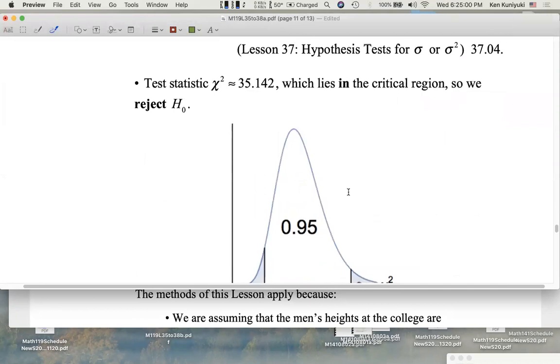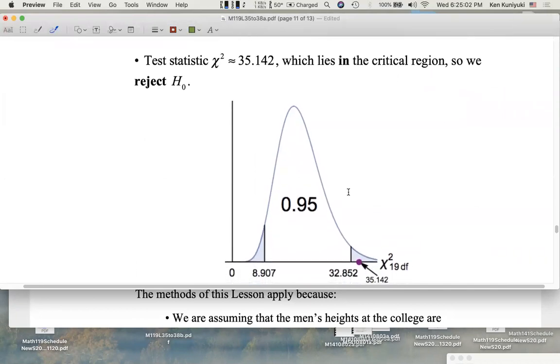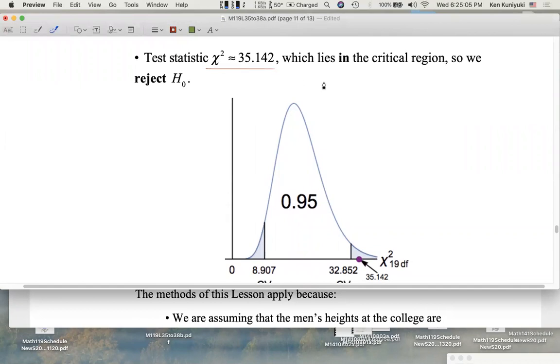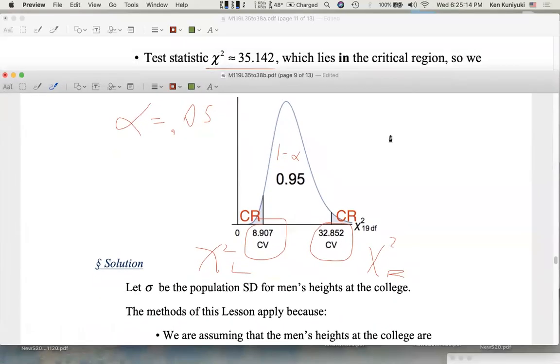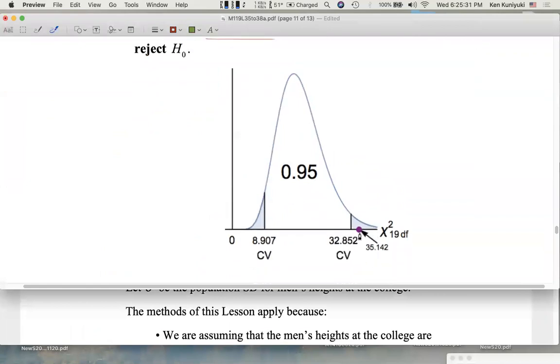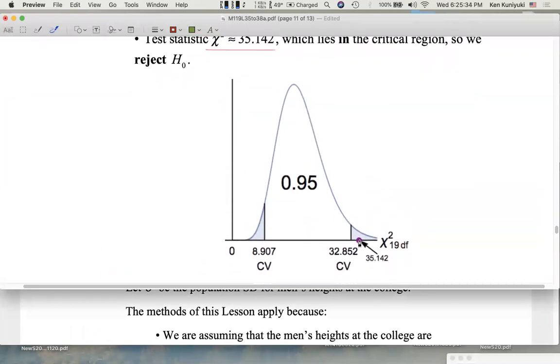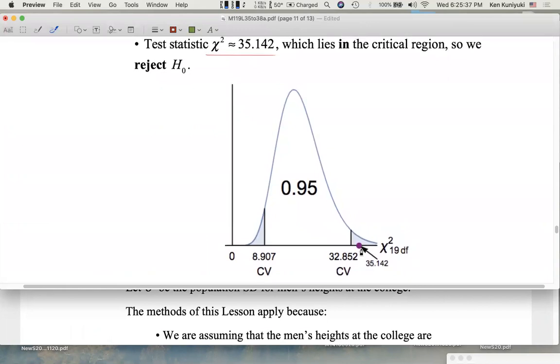Now the question is, is the test chi-square in there or not? The test chi-square based on our sample was about 35.142. Look at this. Is 35.142, your test chi-square from your sample, in the critical region or not? It is in the critical region. Kind of barely, yes, but it's over here. So the chi-square value of about 35.142 is in the critical region.